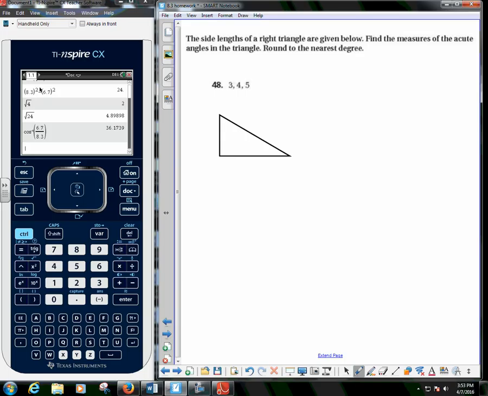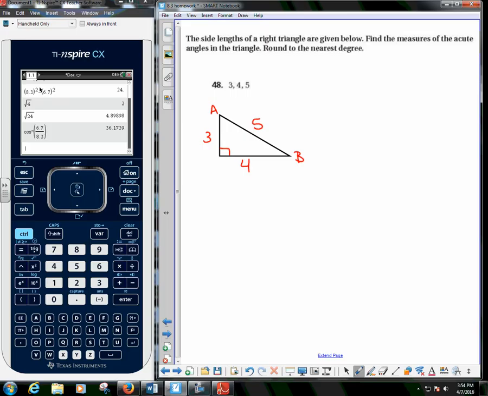So I'm going to come in and label things. Obviously 3 is my short side, 4 is my long leg, and 5 has to be my hypotenuse because the hypotenuse is always the longest thing. So I know that this is a 90-degree angle because it tells me that I'm working with a right triangle. So I need to figure out, we'll call it A and B. And again, just because, let's work alphabetically.